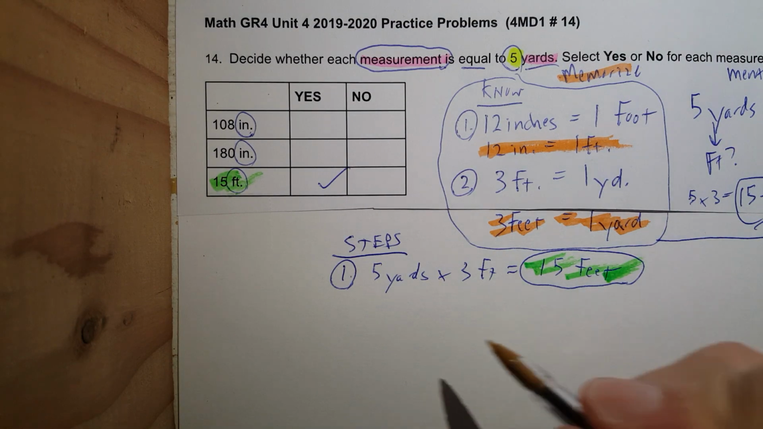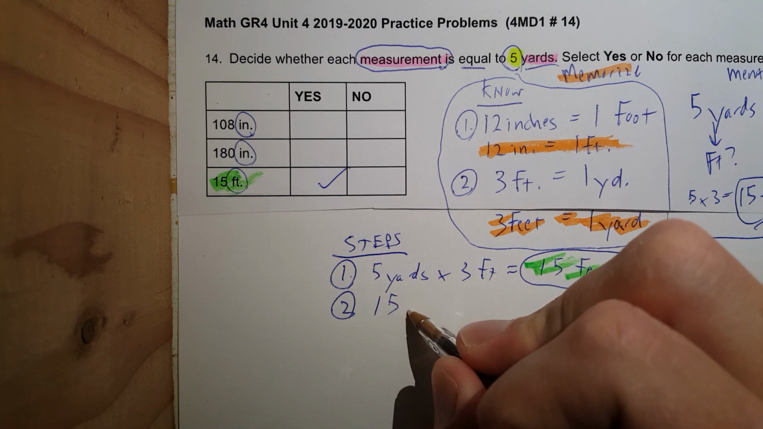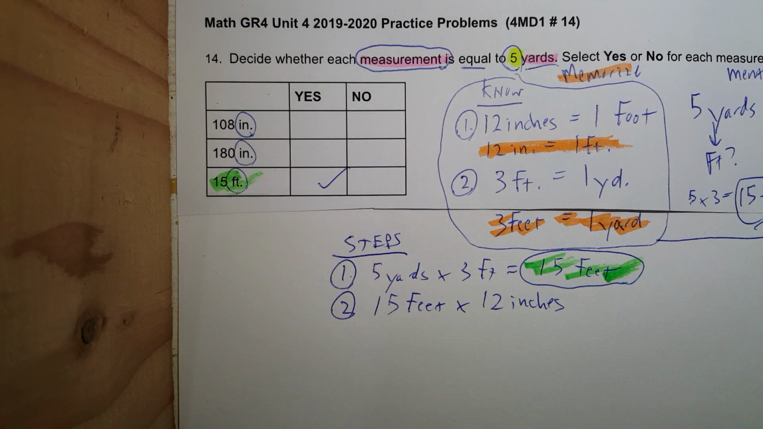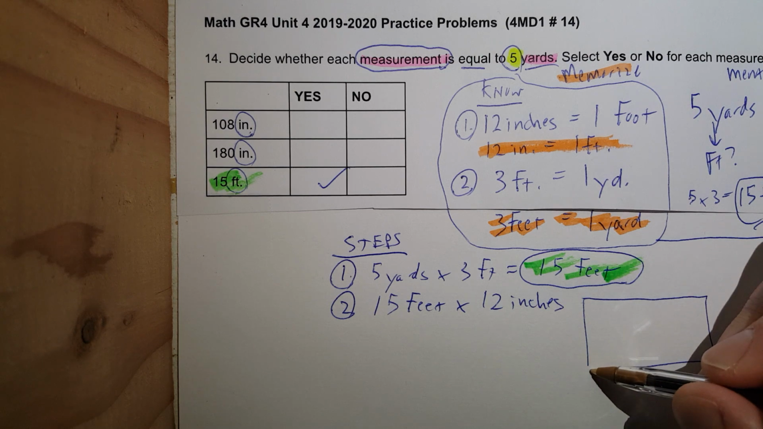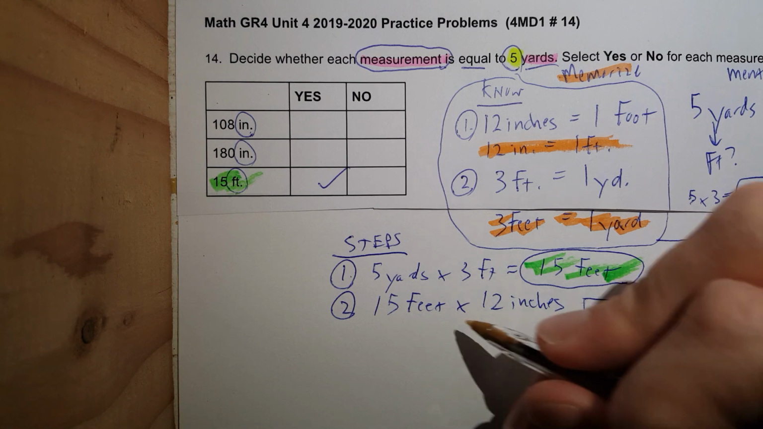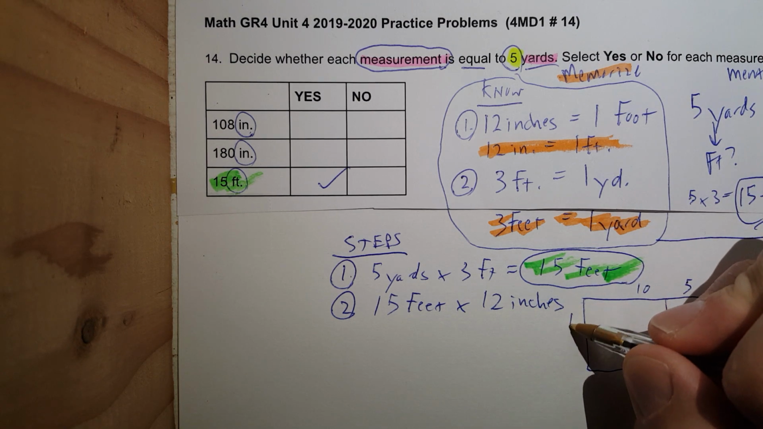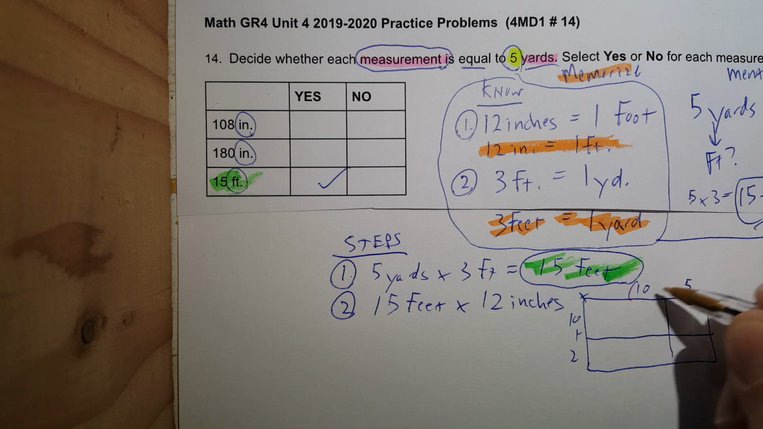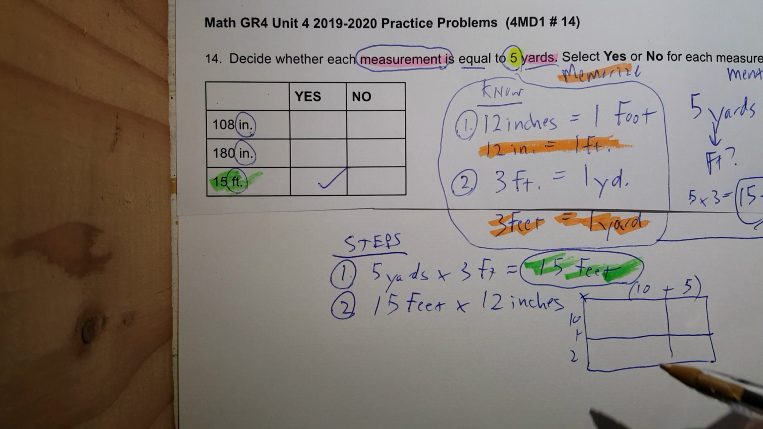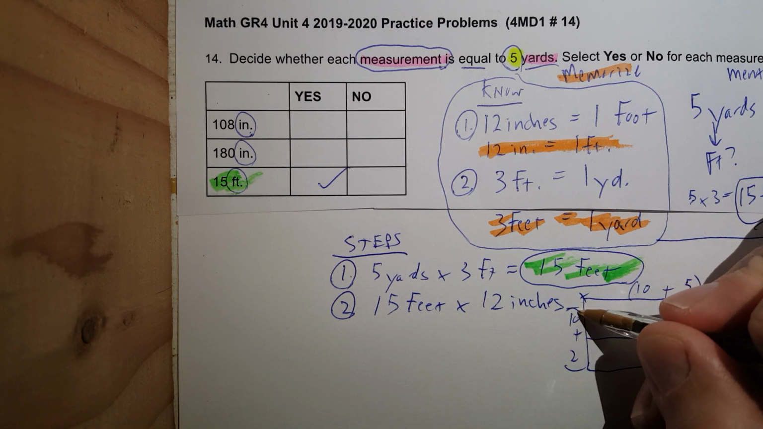Next up, I need to take the 15 feet times 12 inches. And why would I do that? For every foot is 12 inches. So this goes way back to Unit 2, where I am just going to do area model. Okay? Up here, I'll put the 10 and the 5. Here, the 10 and the 2. Remember, 10 plus 5 is 15. 10 plus 2 is 12. Forgot this? Go back to Unit 2 recordings.